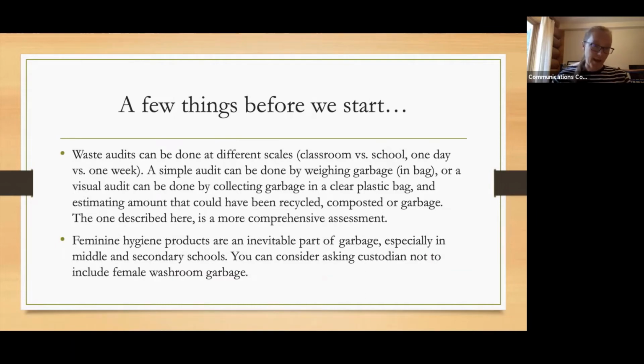One is just weighing how much waste you make, period. Just getting a scale and recording how many kilograms of waste your school or your classroom has produced in a day. The other thing that you can do is put all the garbage into clear plastic bags and just do a visual. Kids can estimate how much of that garbage could have been recycled or could have gone into composting. And so those are two ways you can do it without having to actually touch the garbage.